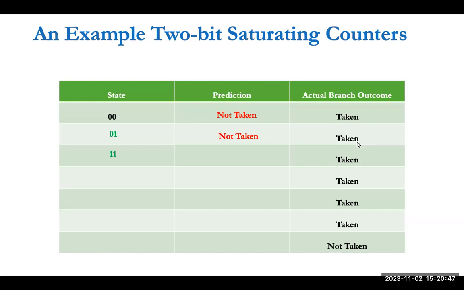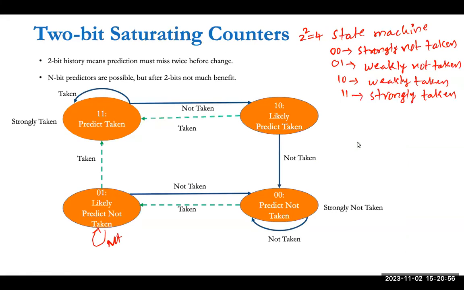What do the blue arrows mean in the state machine? You're talking about these blue arrows? Yes, these blue arrows mean the actual outcome of the branch is not taken. If it is taken, then we use the dotted line for simple understanding. If not taken, we use the blue line. Is that clear?